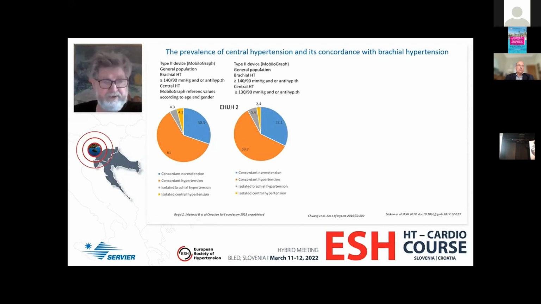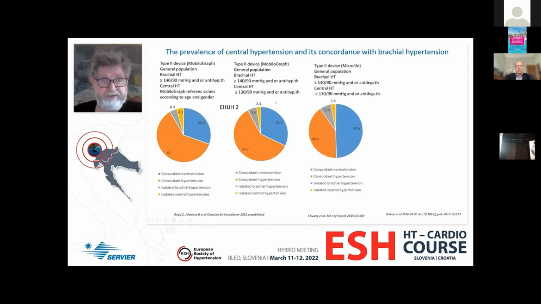We wanted to use this criteria because many other authors use these criteria and not criteria specific for mobilograph. This is important because many other authors are also using type 2 devices, which is also mobilograph, but from different companies. So in that way, we can compare our data with data from other studies.